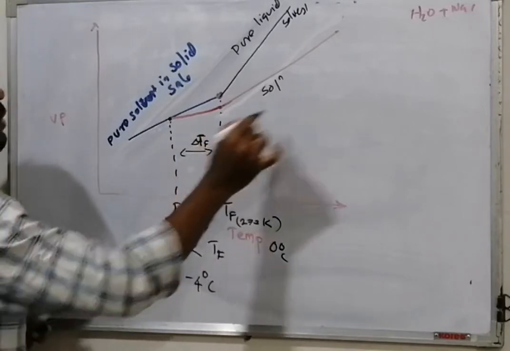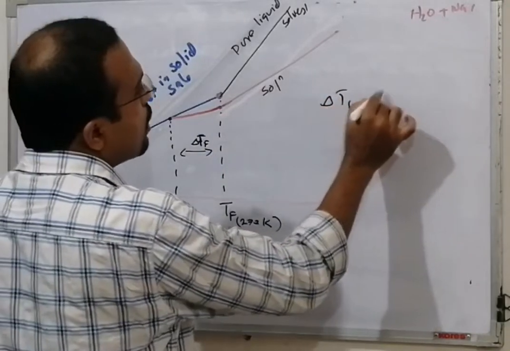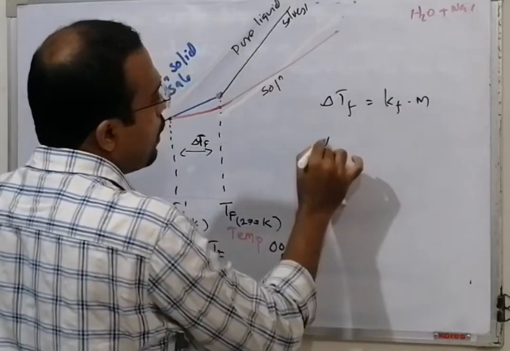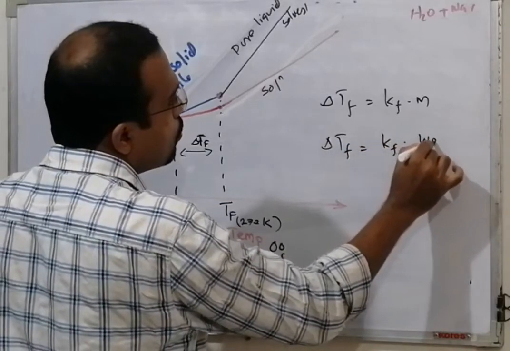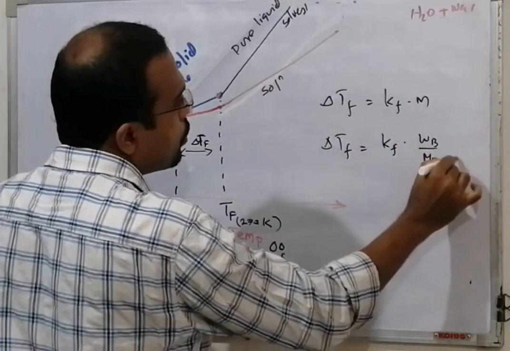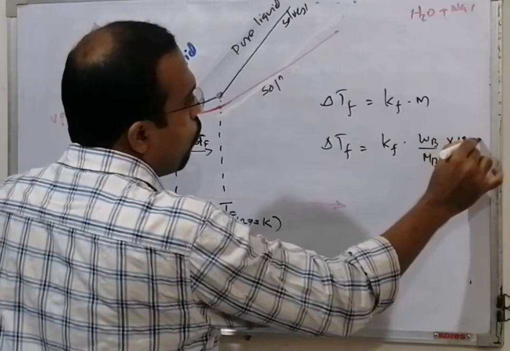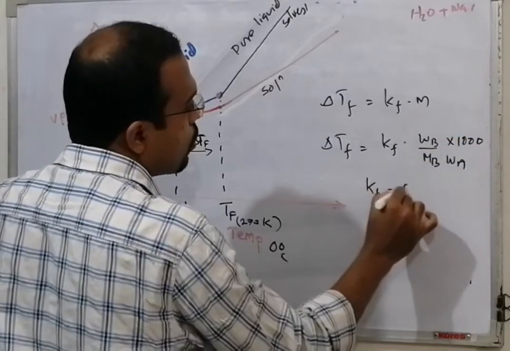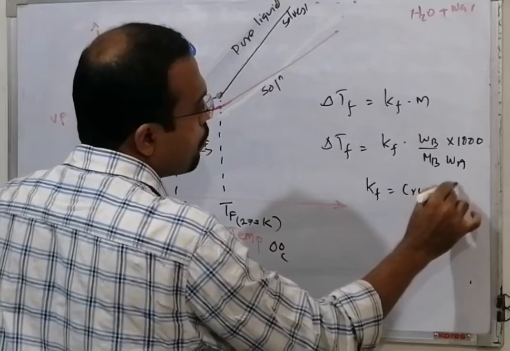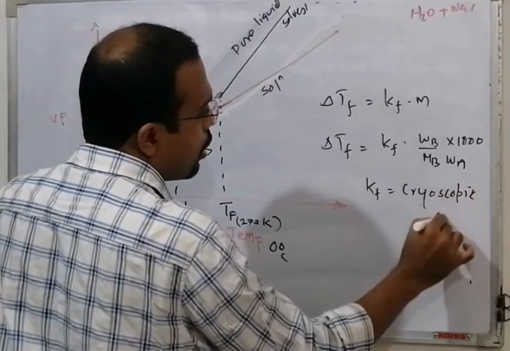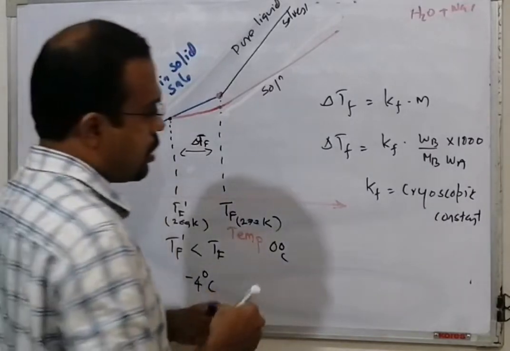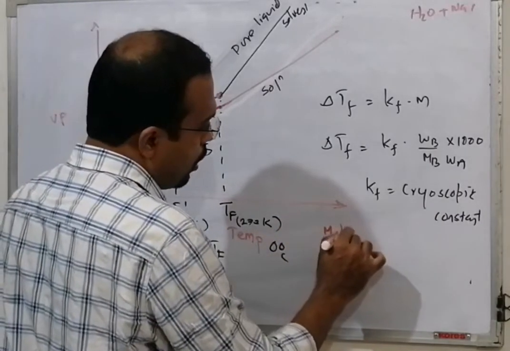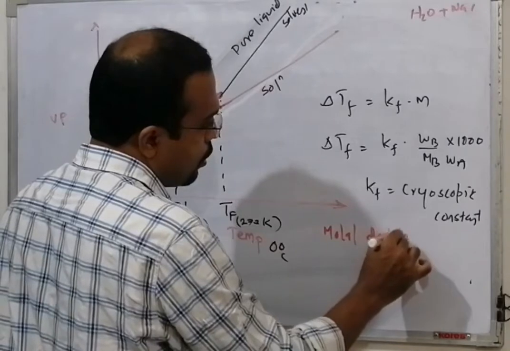As usual, delta Tf is equal to Kf into m. Delta Tf is equal to Kf into Wb by Mb, Wa into 1000. What is Kf? That is called the cryoscopic constant, or molal depression constant.